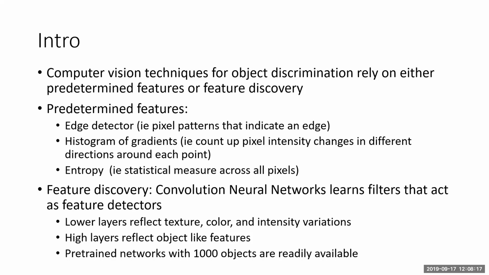It's generally thought, and generally intuitive, that the lower layers of a convolution network tend to reflect texture, color, maybe intensity variations. These are typically networks where your lower layers have very small filter sizes. The higher layers tend to reflect more object-like features. Typically you're training these networks to do some kind of object classification, and so naturally the higher layers are going to reflect larger scale kinds of features.